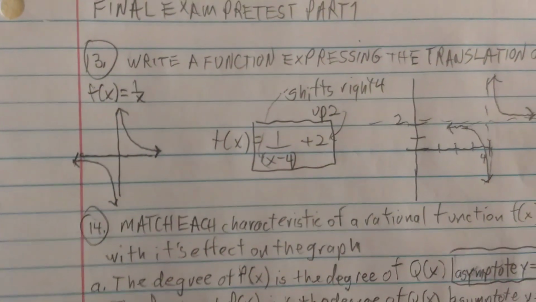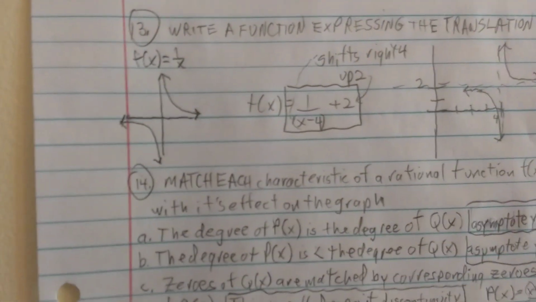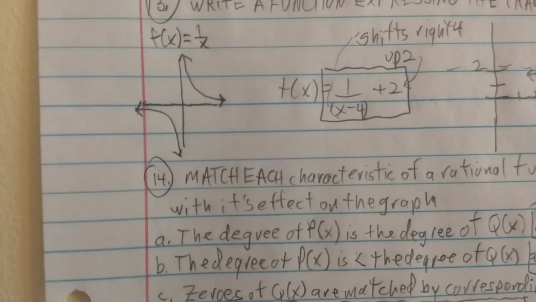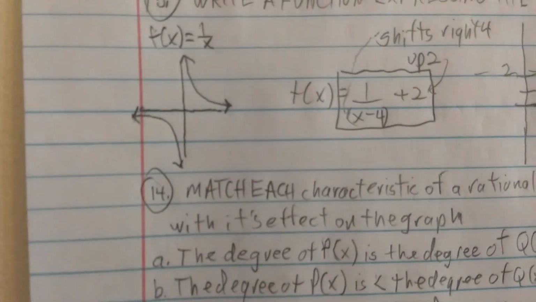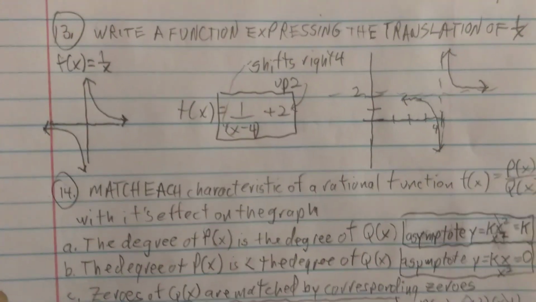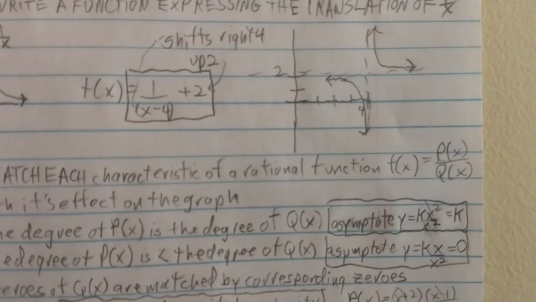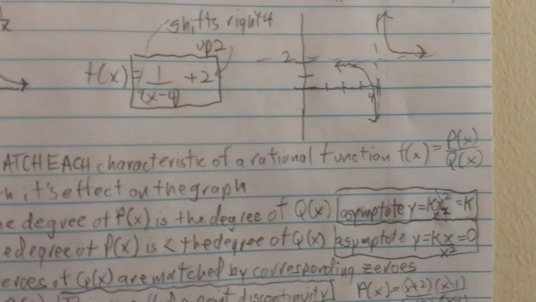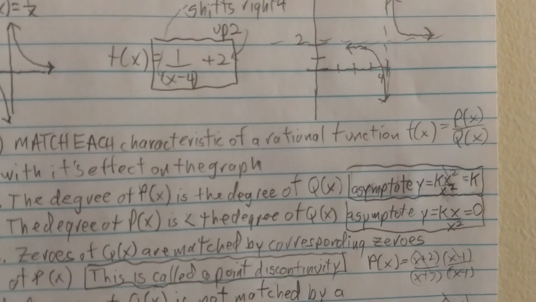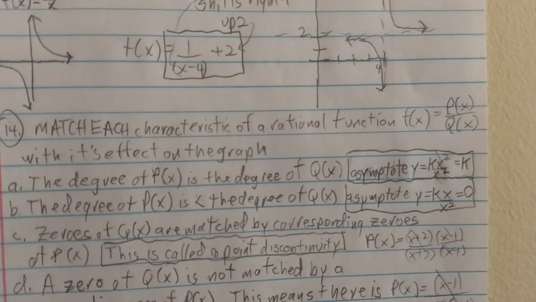Now here we go, it says, write a function expressing the translation of 1 over x. Well, let's remind ourselves of what 1 over x is, it just looks like what we have right here that I'm pointing at. Okay, now, what we have on the curve is, if you look at what would be printed on the page, the center line for the y is over 4, which means it's 4 to the right, and the x center line is up 2, so that means it's up 2.